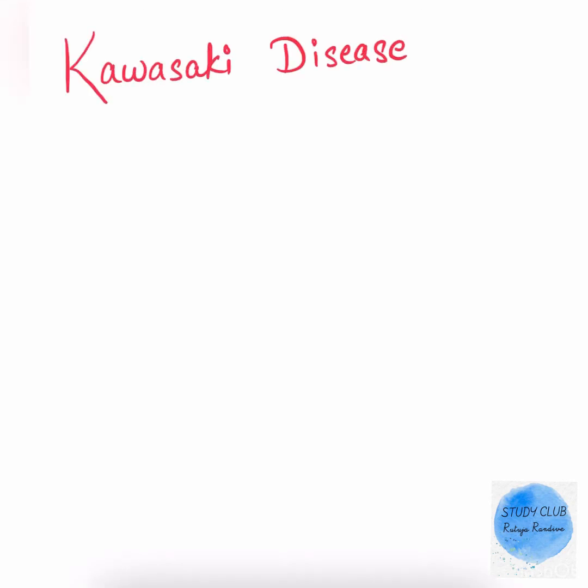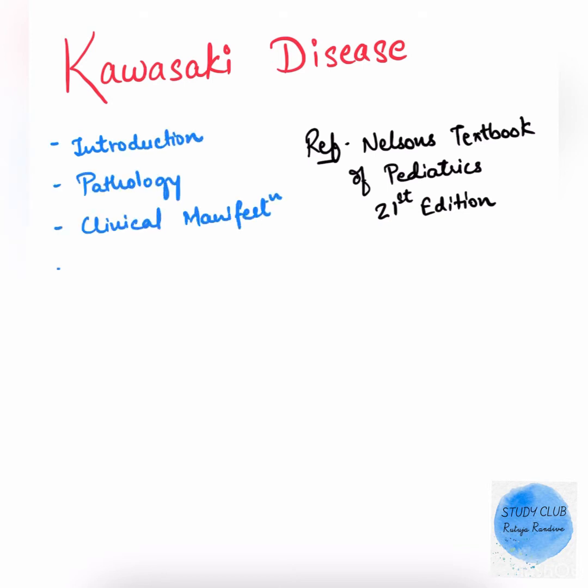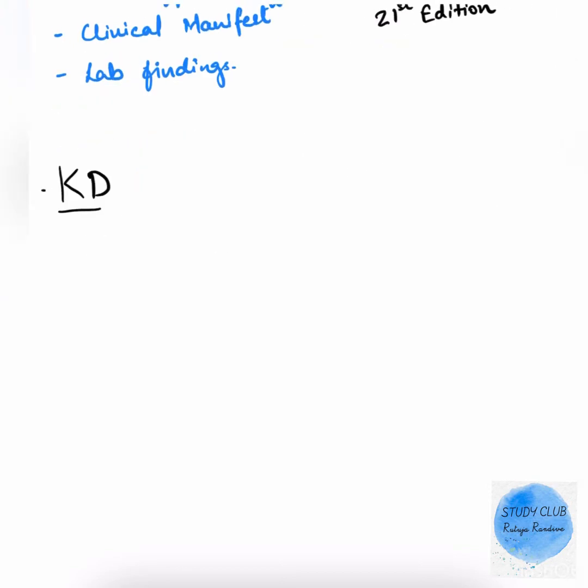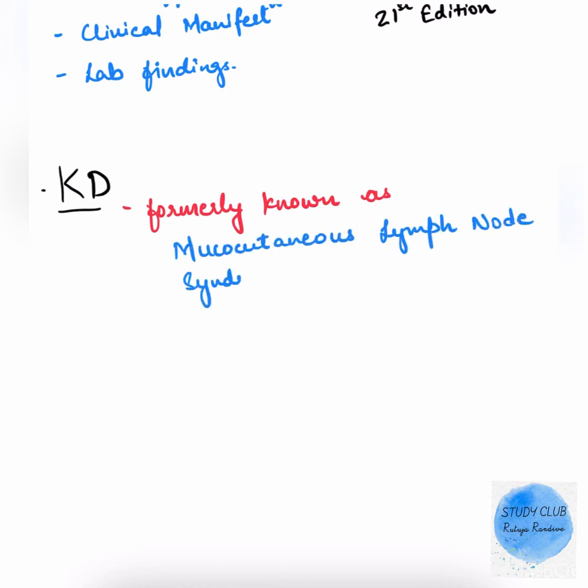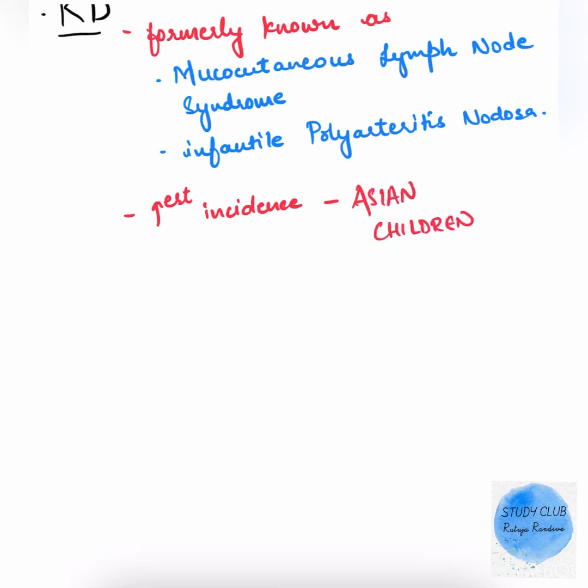Today I'll be discussing Kawasaki disease. The reference is again from Nelson's Textbook of Pediatrics, 21st edition. In this video I'll be discussing the introduction, pathology, clinical manifestations and the lab findings. Kawasaki disease was formerly known as mucocutaneous lymph node syndrome and as infantile polyarteritis nodosa. The highest incidence is seen in Asian children.